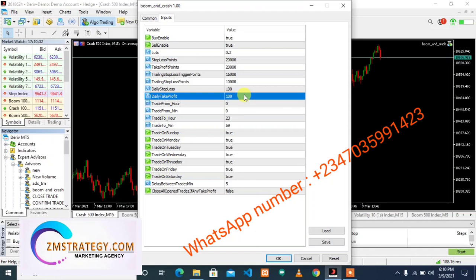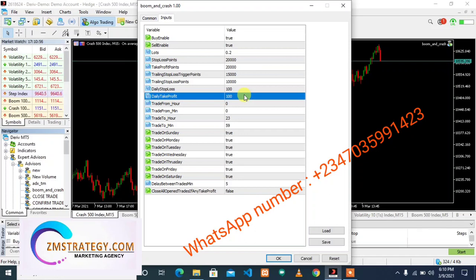So immediately the market gets to $100 loss, the robot is not going to take trades on that particular day. Also, if the robot gets to $100 profit, the robot is not going to take trades on that particular day.